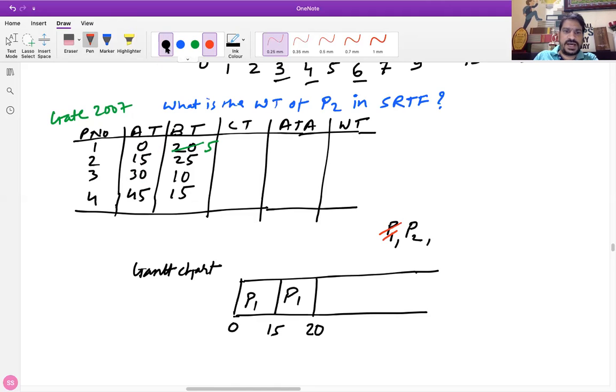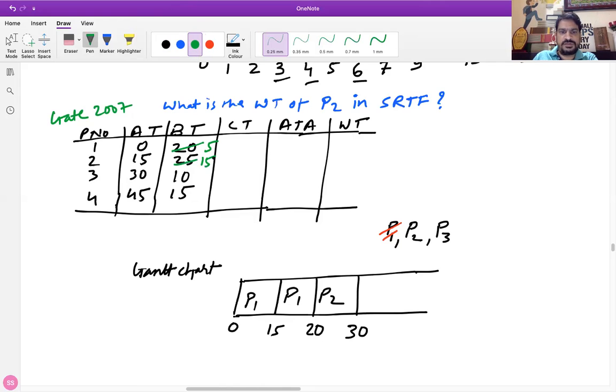Now because of that, P2 will get the CPU and it will execute up to, because it is 20 right now, another 10. Another 10 means at time 30, we'll see what the status is. The status will show that P3 also came into the picture. Now, how much time has P2 run? It has run for 10 units of time.